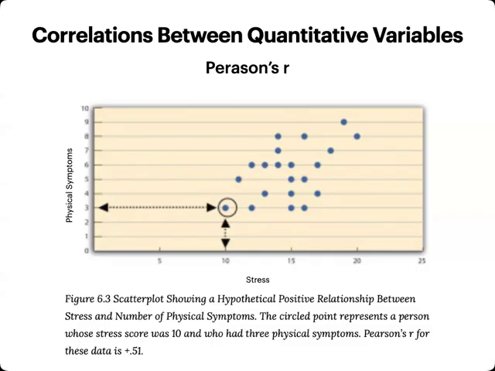Individuals with higher stress scores tend to have higher physical symptoms. When the stress level is lower, so is the number of physical symptoms. This pattern indicates that the data shows a positive correlation. As you can see at the bottom of the description of the figure, the correlation coefficient is positive 0.51.